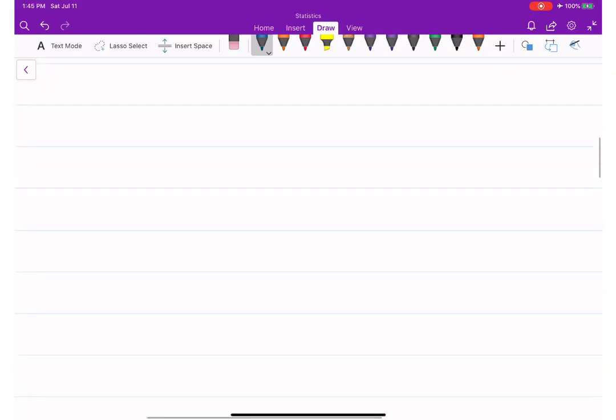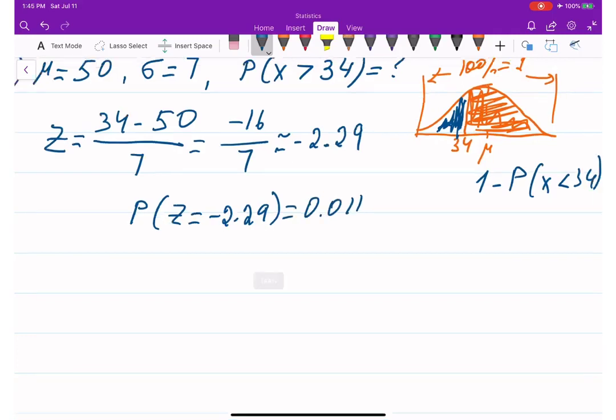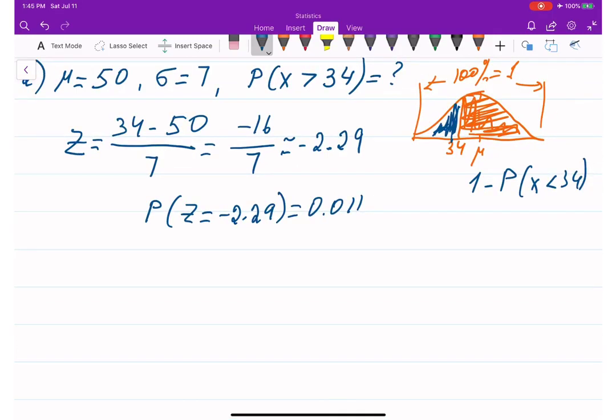0.011. Okay, so the probability for Z-score equal to negative 2.29, or I can put less than or equal, is 0.011. Which is the same thing as the probability of X less than 34.